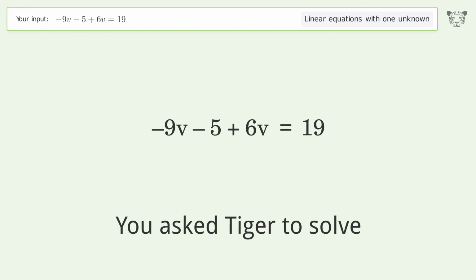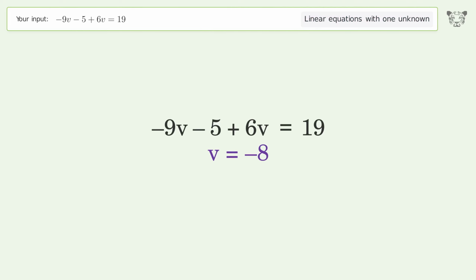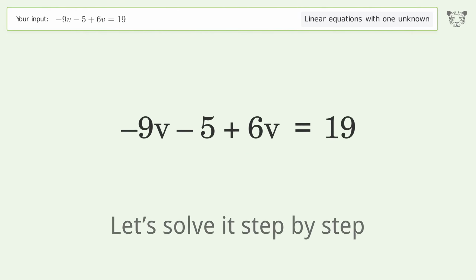You ask Tiger to solve. This deals with linear equations with one unknown. The final result is v equals -8. Let's solve it step by step.